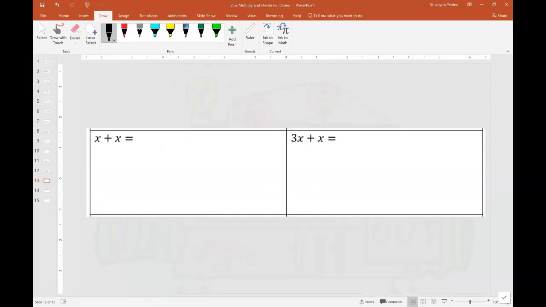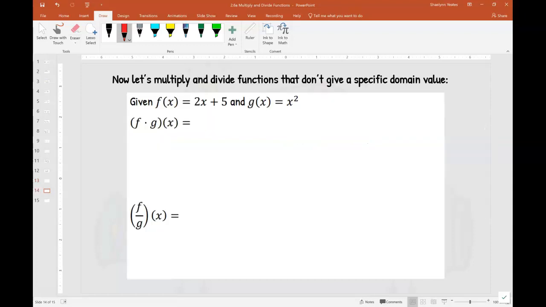Okay, so here, again, we're adding, let's remember real quick, this is 1x plus 1x. These are like terms. This is a total of 2x's. Here we have 3x plus 1x. This is a total of 4x's. Notice it does not become 4x squared. It just remains x. Okay? The exponents only change when we multiply.